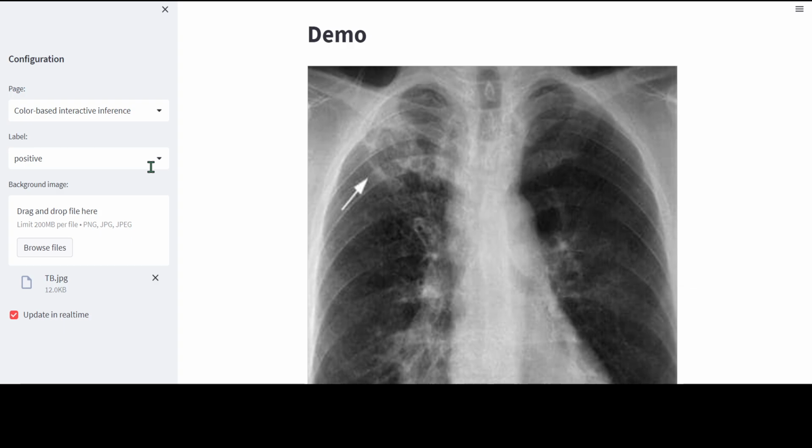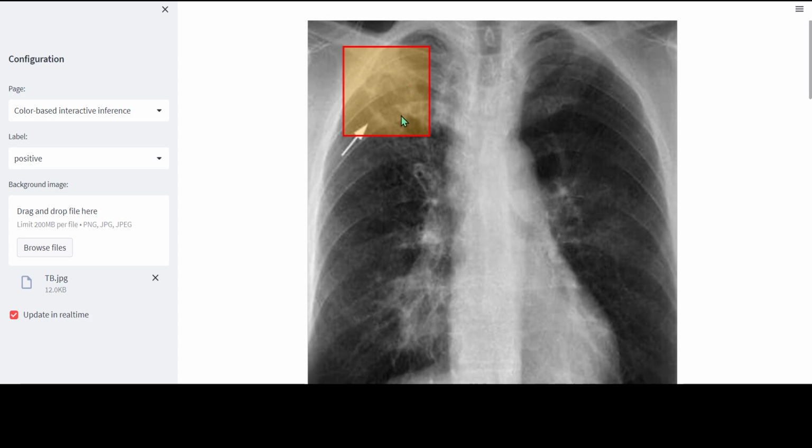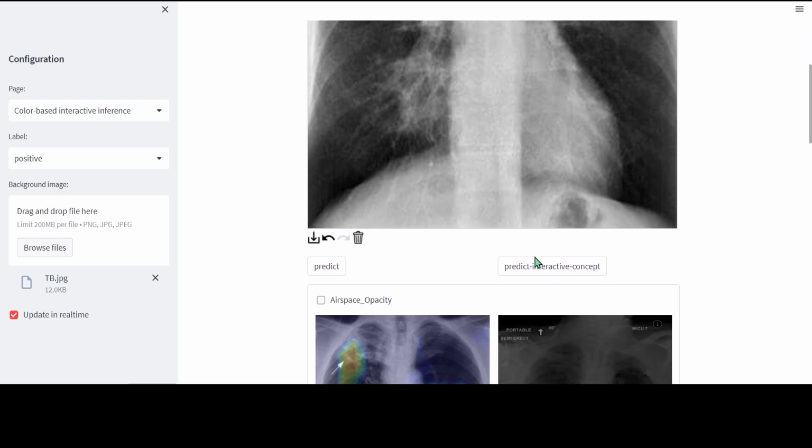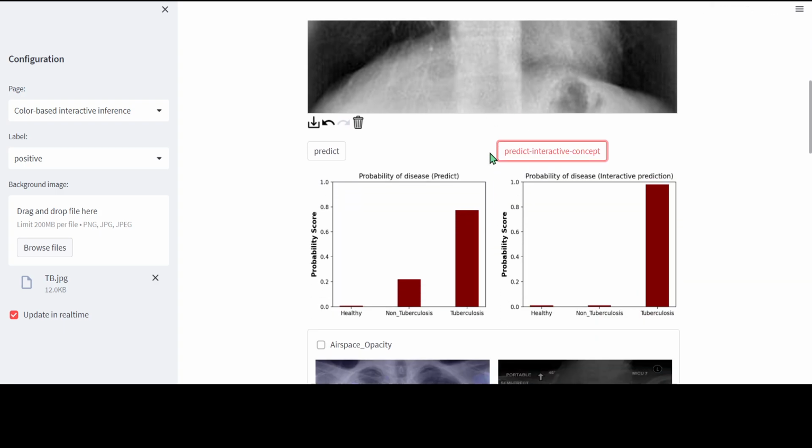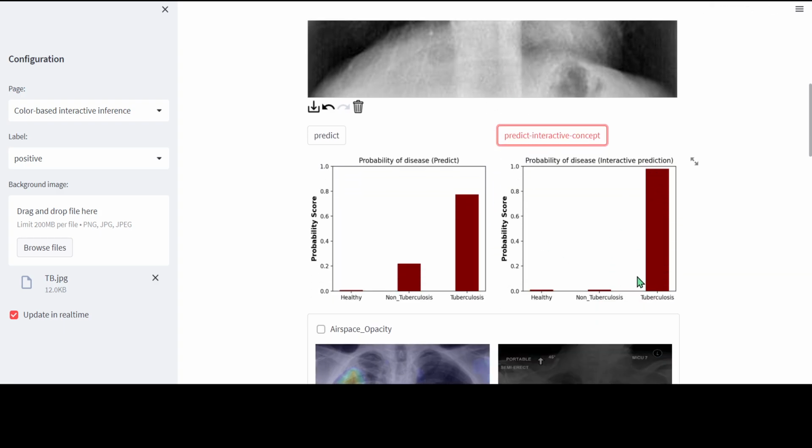And by drawing a positive prompt box over here, like the screen is showing, we are telling the model to focus on this area to make the prediction rather than the whole image. By marking the positive area, the model is now entirely confident that it is TB, showing a confidence score of 100%.